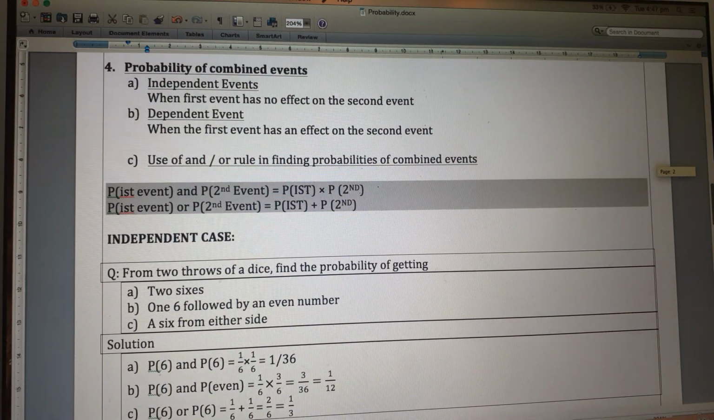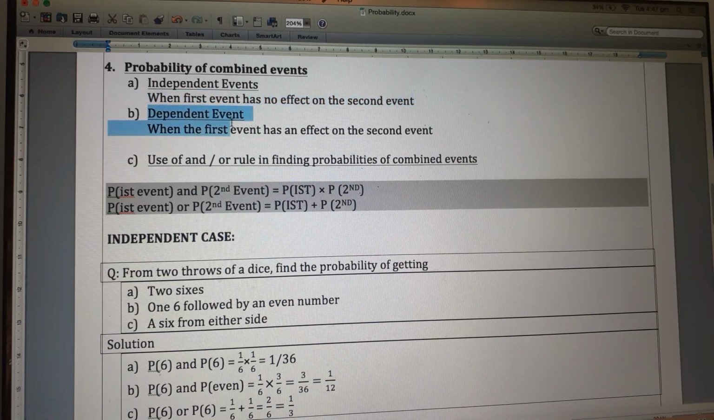The probability of combined events. Basically, we have two types of events. One is an independent event. Now what is an independent event? When the first event has no effect on the second event. I will be discussing this in my example.